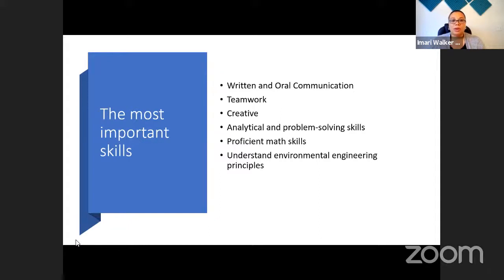The next big skill is teamwork. Almost everyone's going to be working as a group for almost any project that you get. You're not usually working by yourself for too much, unless you're doing a PhD or something. But then, when you go into the work world, you're still going to be working as a team. And then being creative, coming up with really innovative solutions to these really difficult problems.